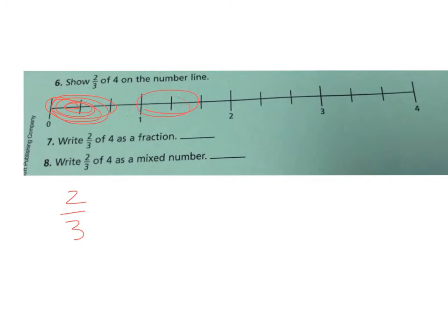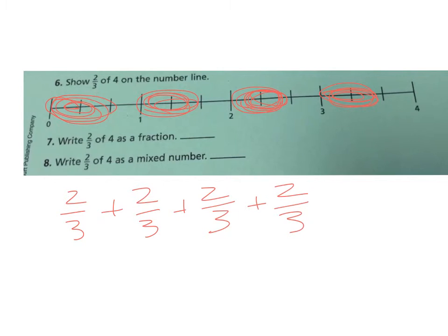And then I need 2/3 of the next whole. That's another 2/3. And then 2/3 of the next whole. That's another 2/3. And finally, I need 2/3 of that last whole number. 2/3, 2/3, 2/3, and 2/3, which it turns out is 2, 4, 6, 8/3. And that's how we might write it as a fraction. Now, 8/3 is a fraction greater than 1, so that's one of those fractions where we can turn it into a mixed number equivalent by pulling out those whole numbers.